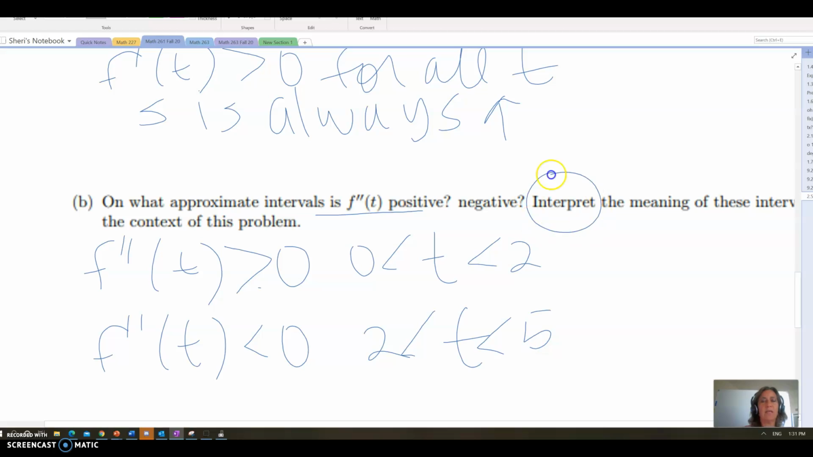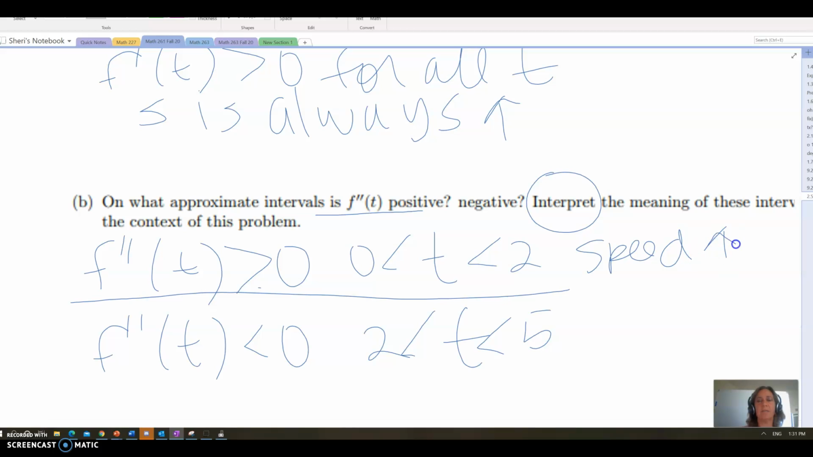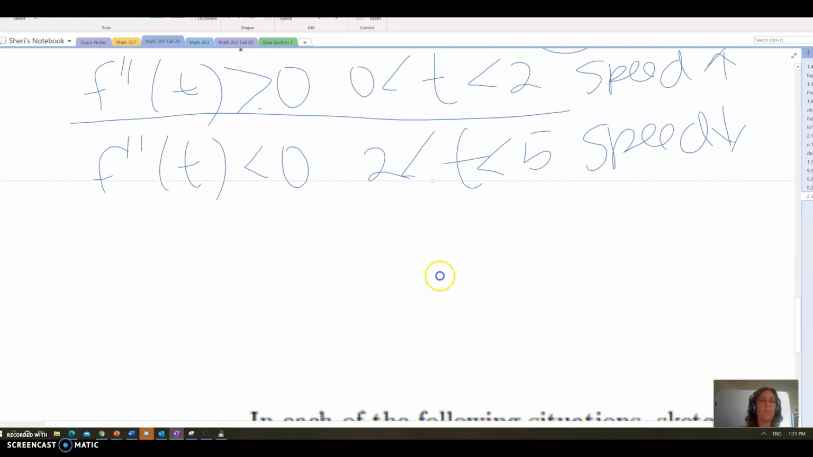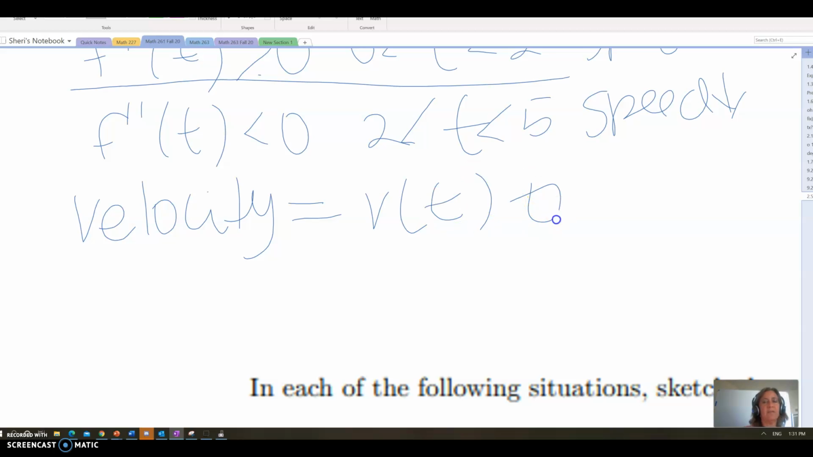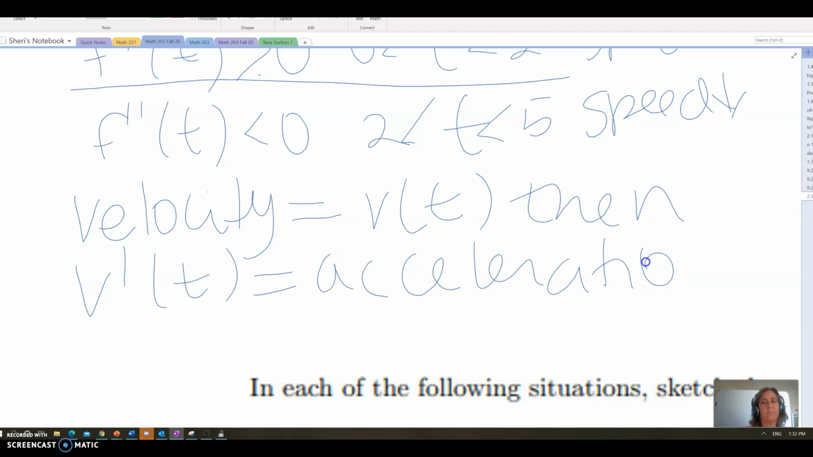And then when they say interpret that, this means that my speed or velocity is increasing. I'm actually going faster and faster and faster. And this means my speed or velocity is decreasing. I'm going slower and slower and slower. And just kind of a review, the rate of change of velocity. So if I let velocity, let's call that v of t as a function, then the rate of change of velocity is what we call acceleration. And we'll talk a little bit more about that in class as well.